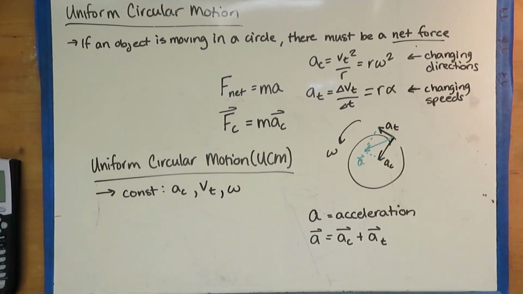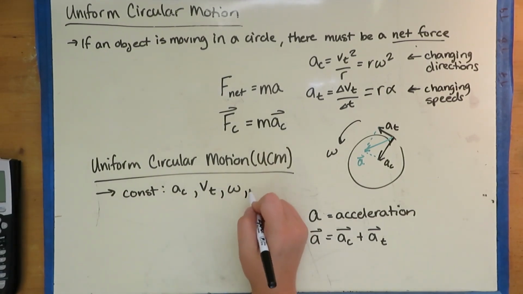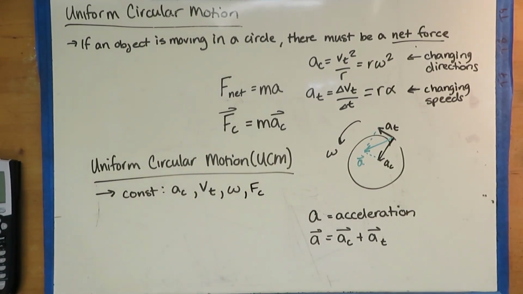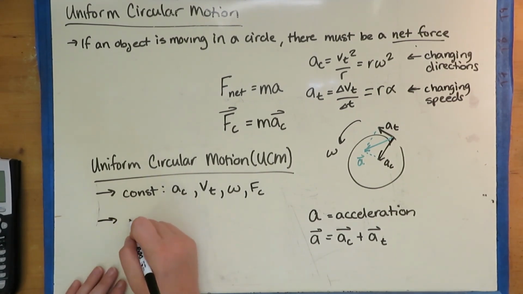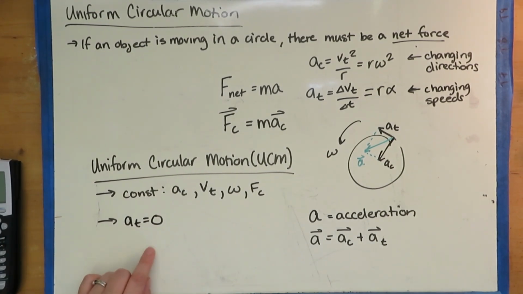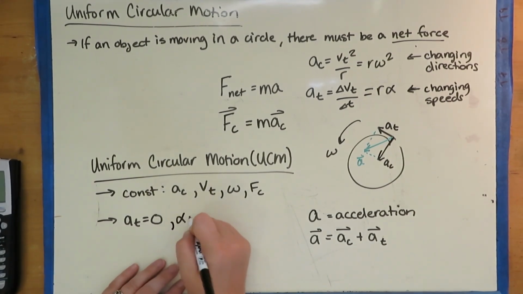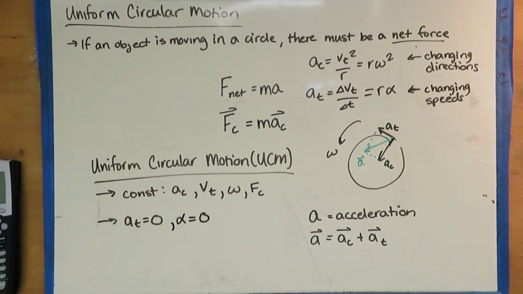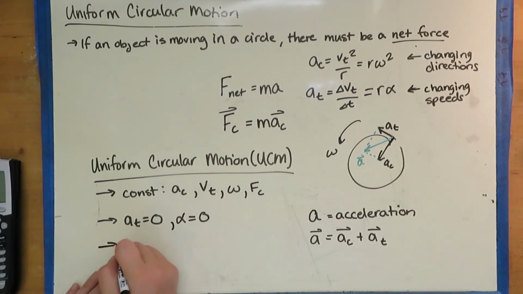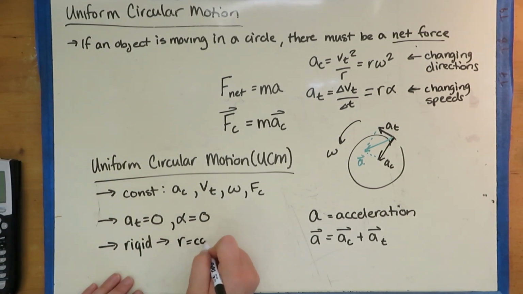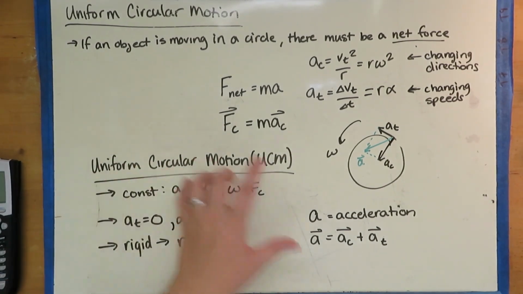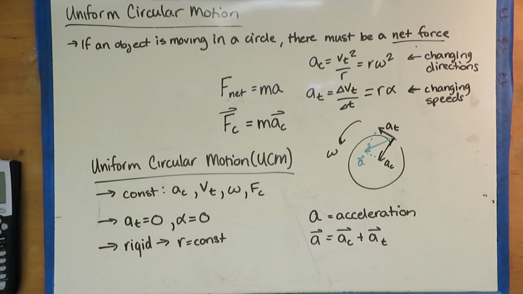If your centripetal acceleration is constant, you're not changing mass, your centripetal force would be constant. What it also means is that your tangential acceleration is equal to 0. You cannot be speeding up or slowing down around the circle, which also means that your alpha has to be 0. We also assume throughout all of this that we're rigid. So that means that you have a constant radius. So when you see uniform circular motion, those are the assumptions that we're making.